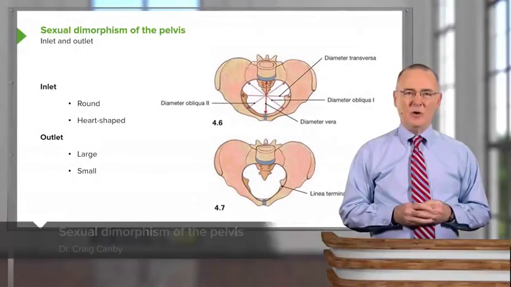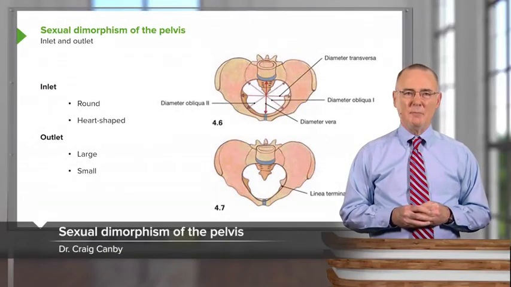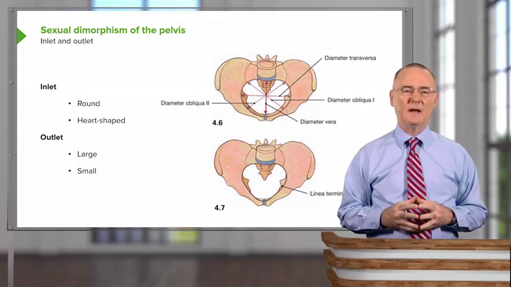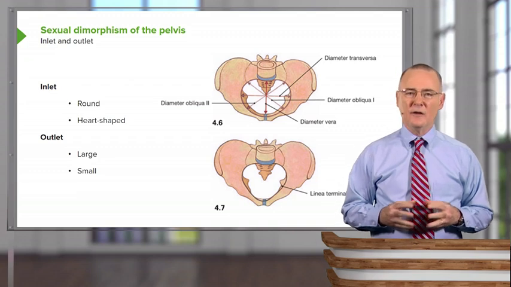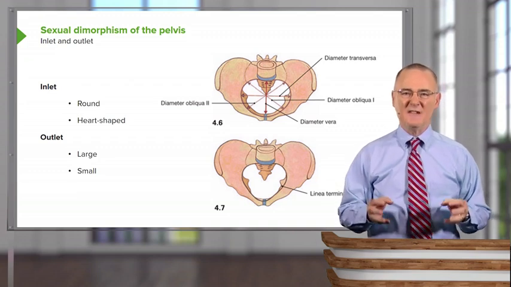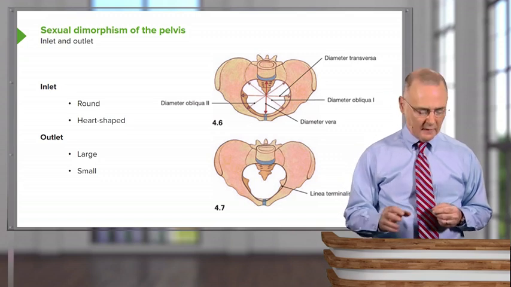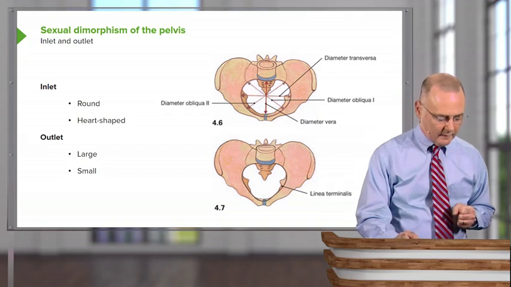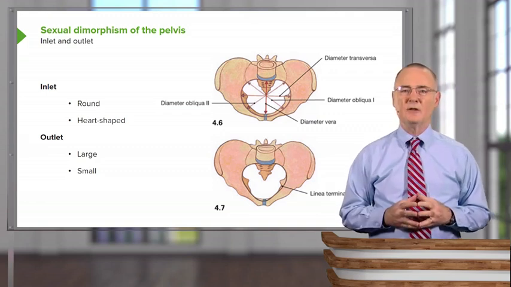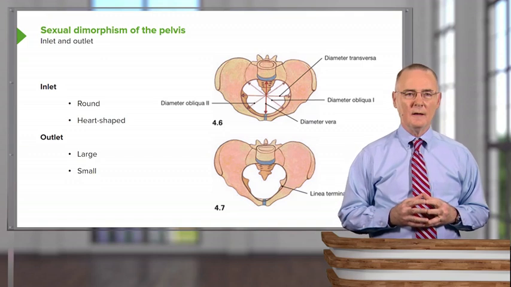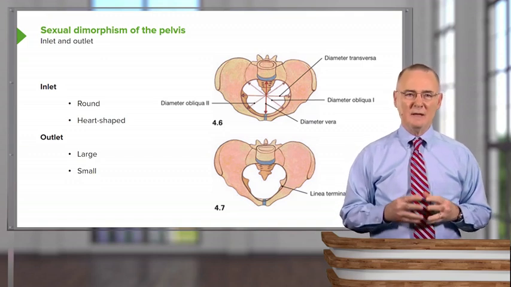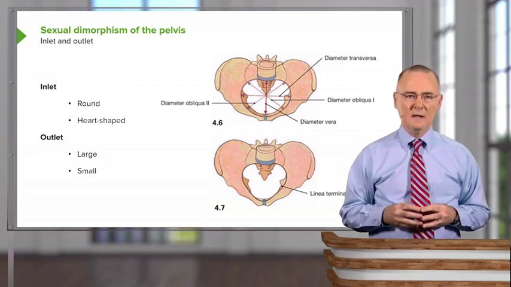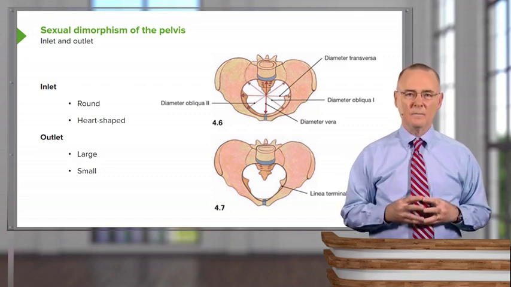There is sexual dimorphism of the pelvis, or gender differences in how the pelvis is constructed. Here we see two pelves, which would be plural of pelvis. The upper one is a woman. The lower one is associated with a typical male pelvis. And there are going to be differences between men and women with respect to the dimensions of the inlet and the dimensions of the outlet.